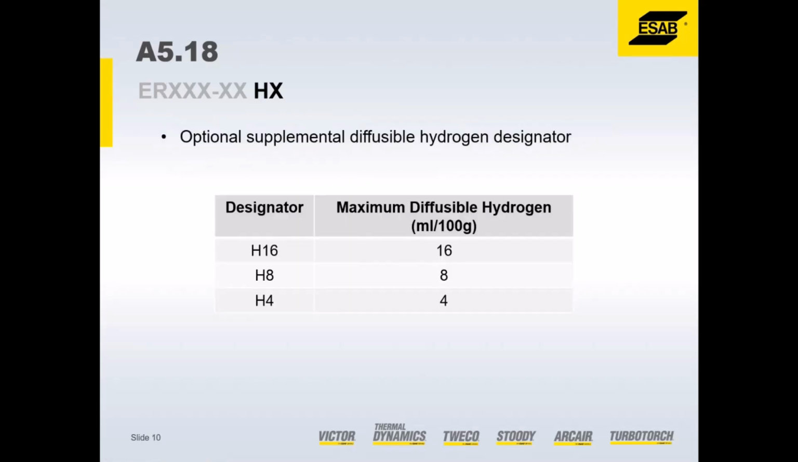And then just like stick electrodes, these products will often carry the supplemental hydrogen designator, so H16, H4, etc. Again, that's 4 milliliters of hydrogen per 100 grams of deposited weld metal. Solid wires are all typically H4 because there's nothing to carry the hydrogen. There's not a flux or anything that could carry the moisture, which would create the hydrogen. So we typically see all solid wire as H4.